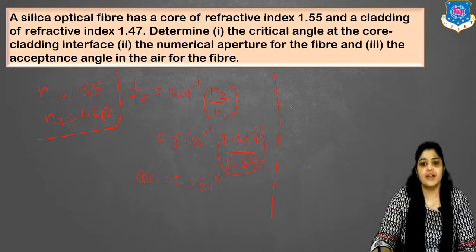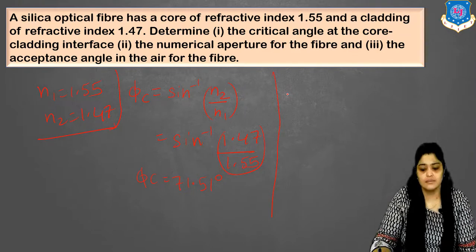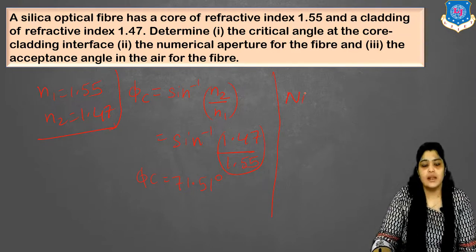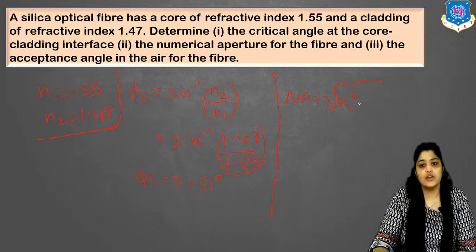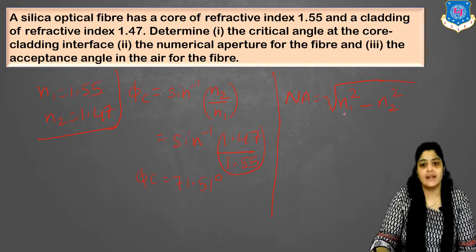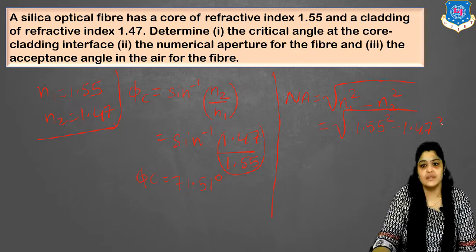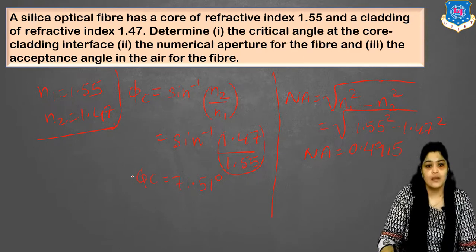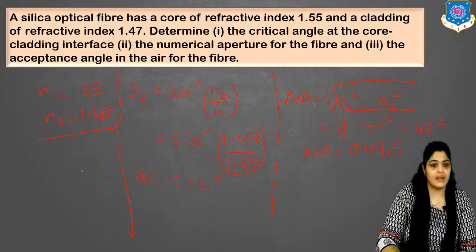Now next we have to find out the numerical aperture. So numerical aperture NA is equal to the square root of the square of refractive index of core minus the square of refractive index of cladding. So this is nothing but 1.55 square minus 1.47 square. So the value of NA we get is 0.4915.